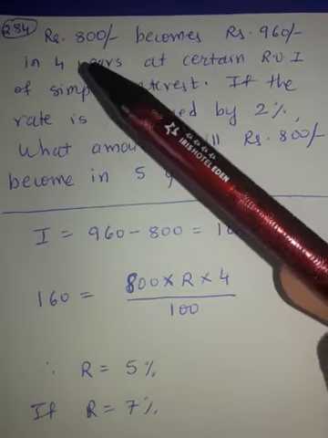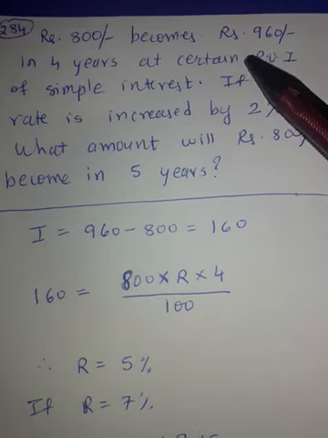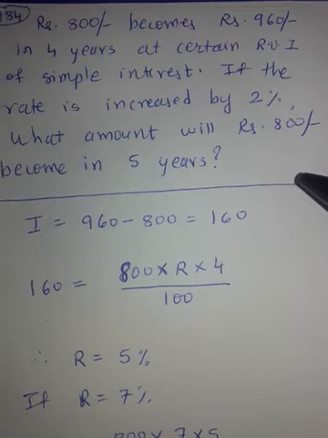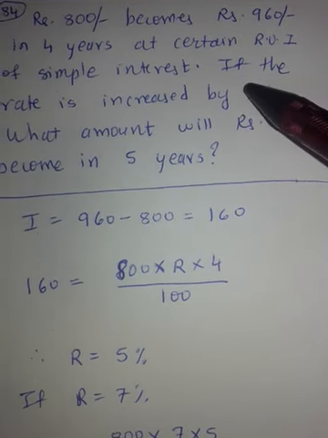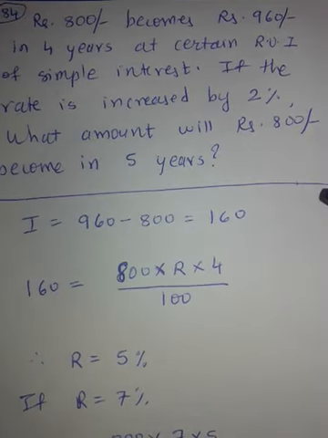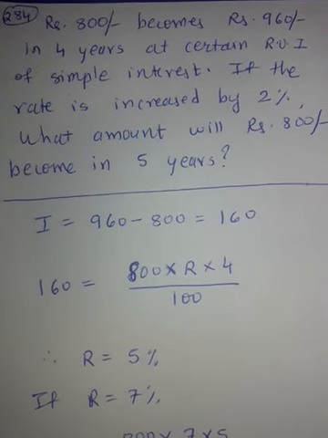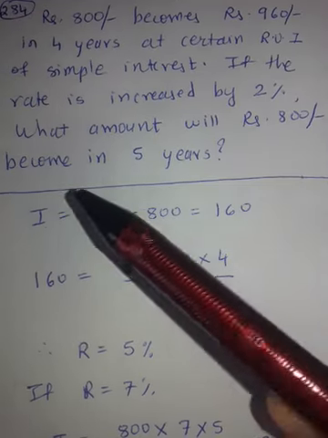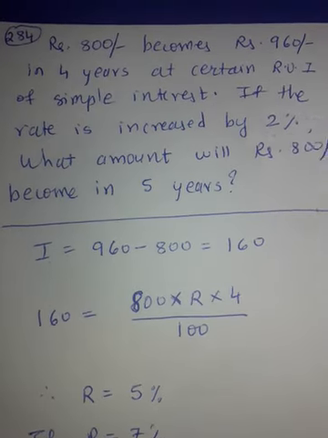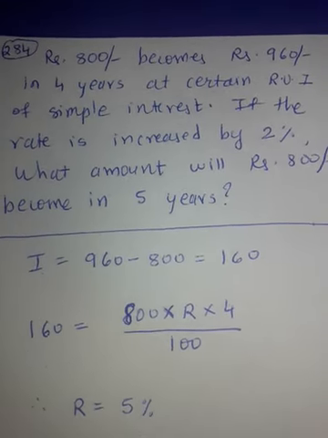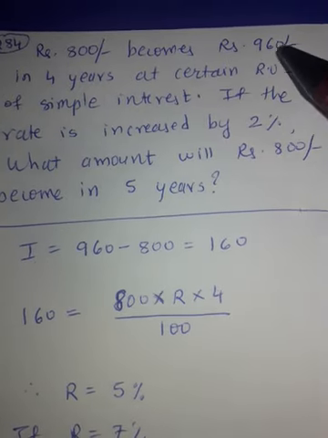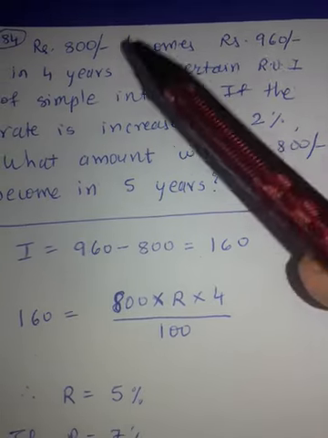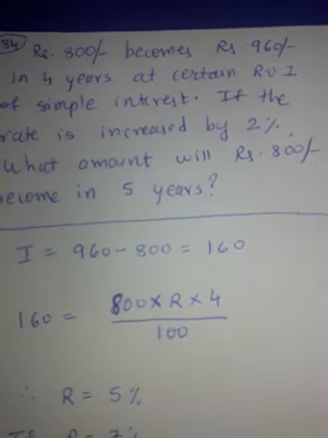Next example. Rupees 800 becomes rupees 960 in 4 years at a certain rate of interest, simple interest. If the rate is increased by 2%, what amount will rupees 800 become in 5 years? Again, a different kind of language. Let's understand it. 800 becomes 960 means what? That means P is 800 and A is 960.